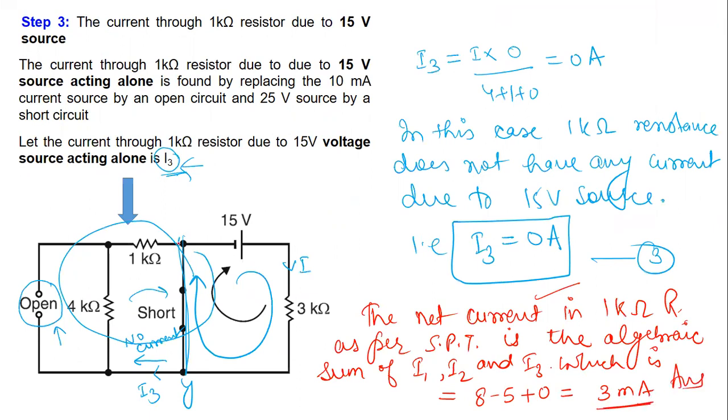So this much current is flowing in this 1 kilo ohm resistance because of all the three sources available in the given network. This is how we can solve any network using the superposition theorem, specifically a linear bilateral network, right?